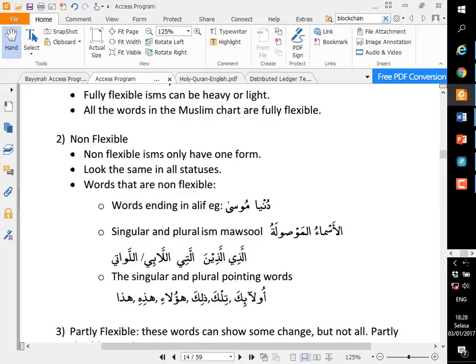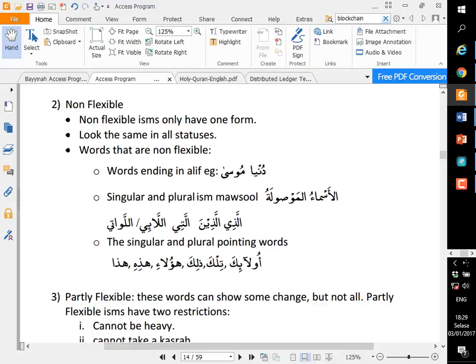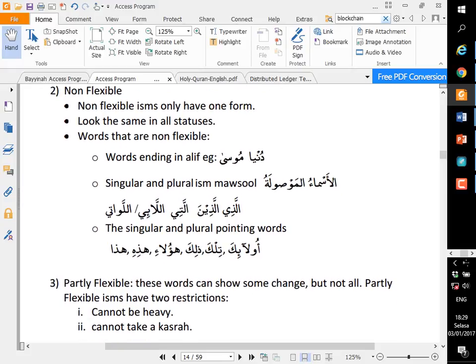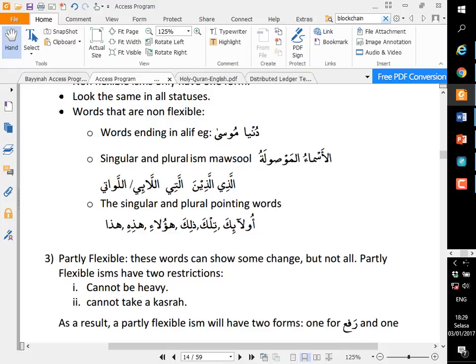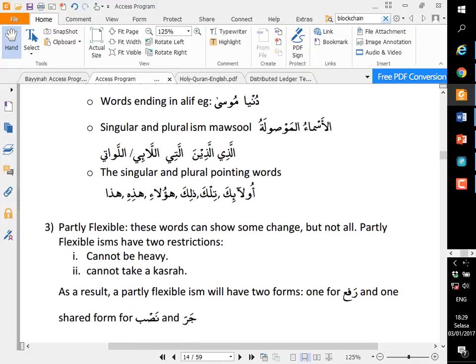Okay. And also the singular and plural pointing words, we will learn maybe tomorrow, or if we have time, maybe I can explain the pointing words. We call it ismul isyarah, or pointing words, like that, this, those. It's different from ism mausul. Ism mausul is like those who. This, this is for pointing.